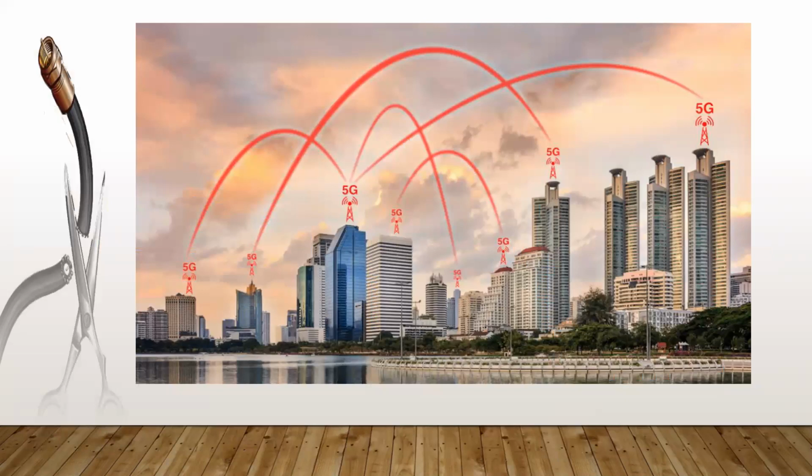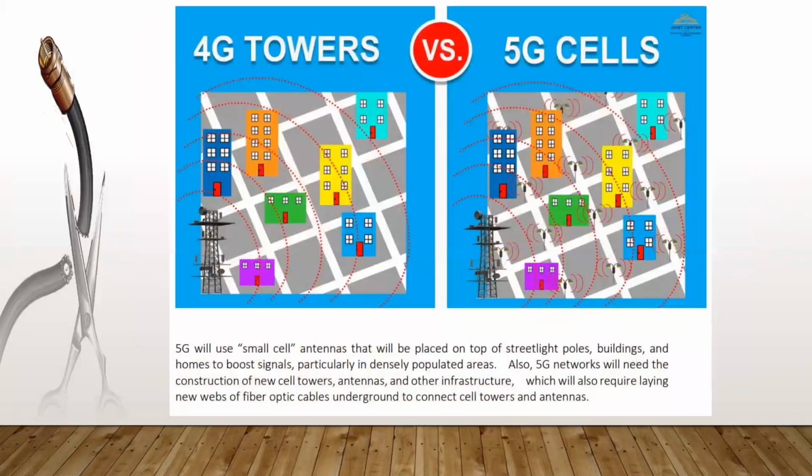Now, if you're not in the downtown area where these tall buildings are, where we now have 4G towers that cover a fairly wide area, you're going to get 5G cells. You're going to have one tower, and then it's going to feed other towers that are going to be, say, on light posts. And you know how close light posts are in cities. Well, the small cell antennas will be placed on street light poles, on buildings, even on your home, to boost signals, particularly in densely populated areas.